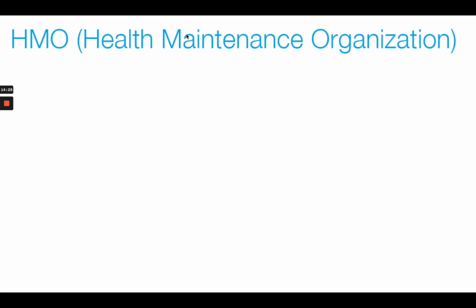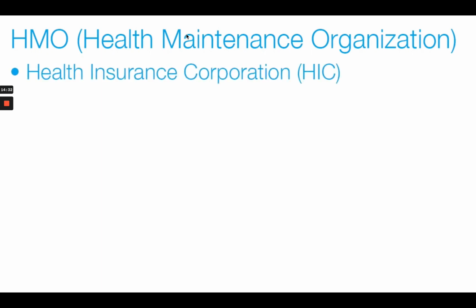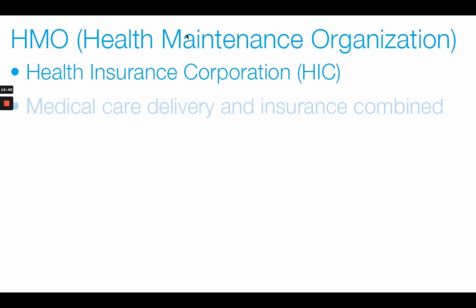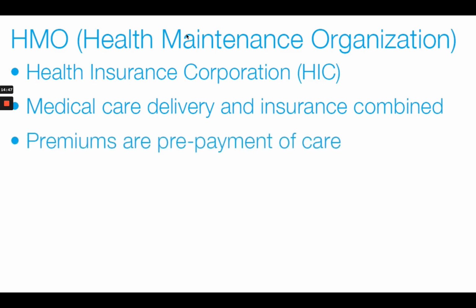And let's begin with the original type, the Health Maintenance Organization, or HMO. An HMO is a type of a business entity. In fact, it is technically called a Health Insurance Corporation, or HIC. The original HMO concept truly combined medical care delivery and insurance coverage in a single program. Premiums are actually considered prepayment of medical care to be received.